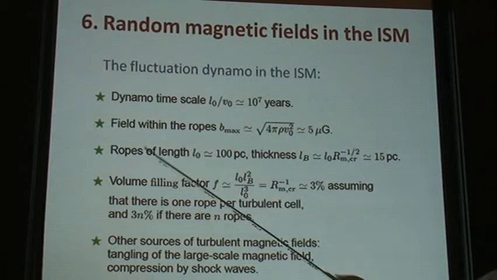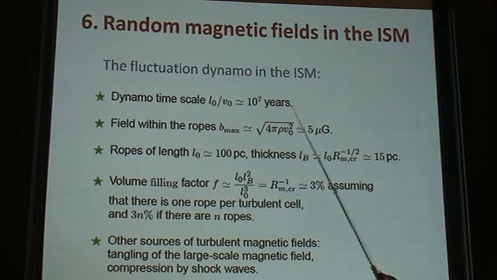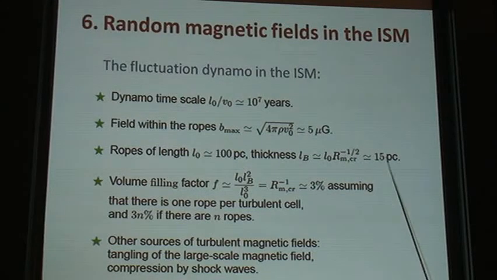The field is expected to be within ropes, flux tubes, not very sharp flux tubes, with a strength of about 5 microgauss within them. They are expected to have a length of the order of 100 parsecs and a thickness of the order of 15 parsecs. This all comes from theory. I would be just delighted to try to check this with simulations like yours. We shall discuss in the next half an hour the methods to make such comparisons quantitative.